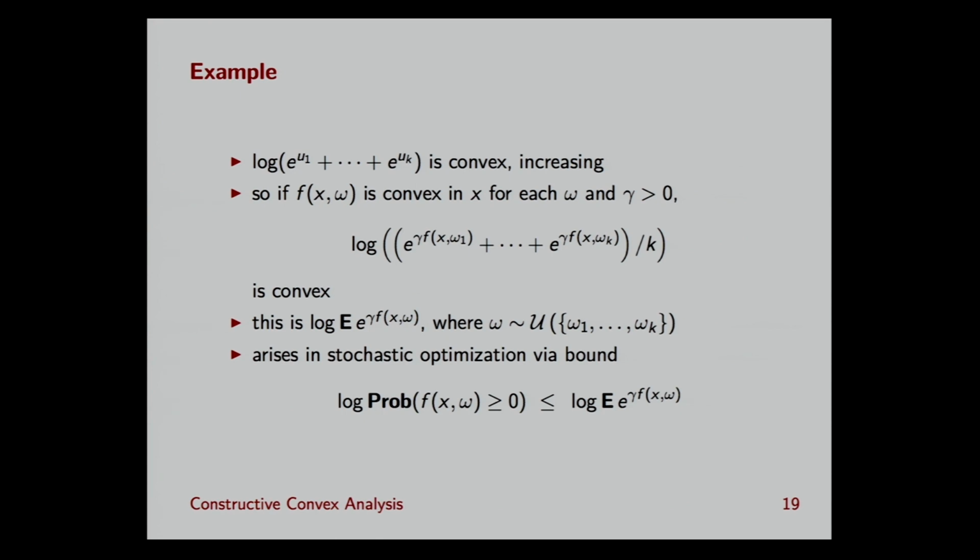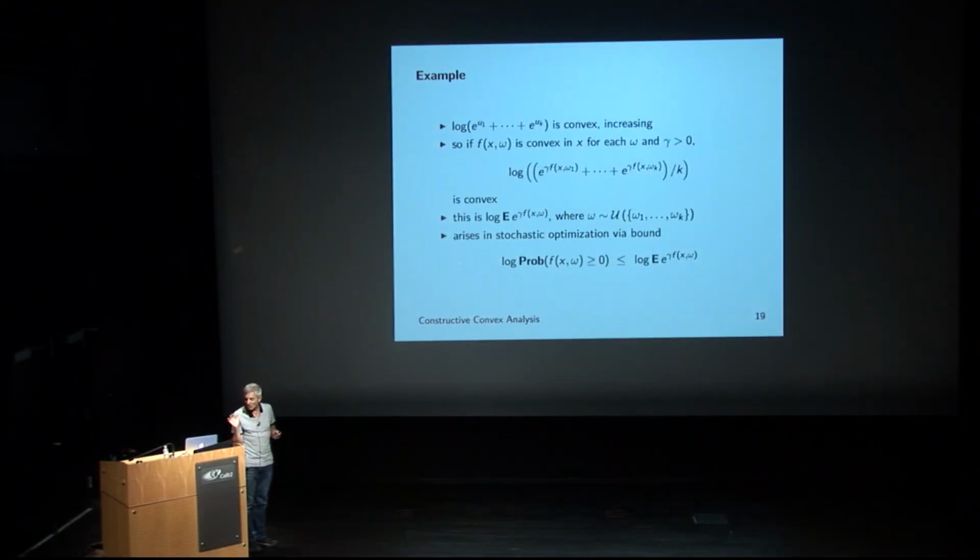And this immediately tells you that we can get all sorts of cool inequalities that are widely used in stochastic optimization, because you have the log of the probability that this is bigger than 0 is less than this thing. We even saw that early. I remember seeing it earlier today. And now what you know is that this thing right here is actually a convex function of x.